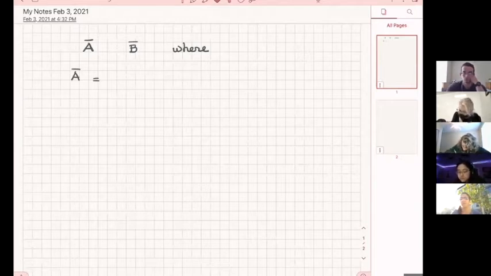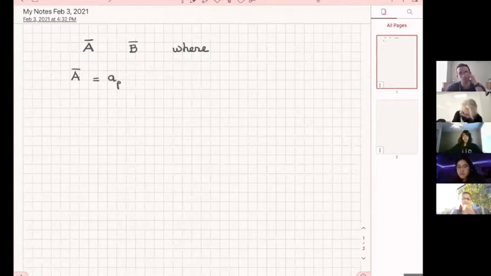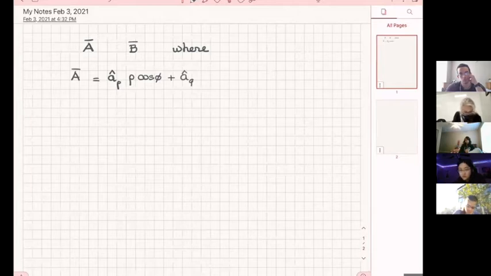Okay, so here is the vector. One vector is given like this: A sub rho cosine phi plus A sub phi sine phi plus A sub z.